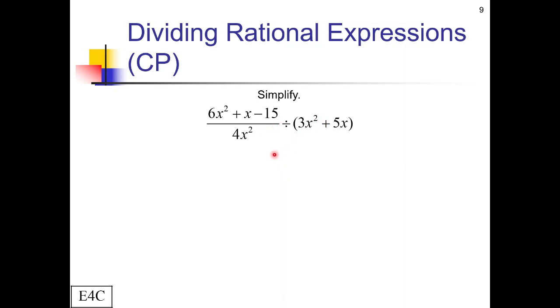All right, so same, change, flip. First fraction stays the same. Change this to multiplication. And flipping the second one, we're just going to have 1 over 3x squared plus 5x. And where can we go from here?